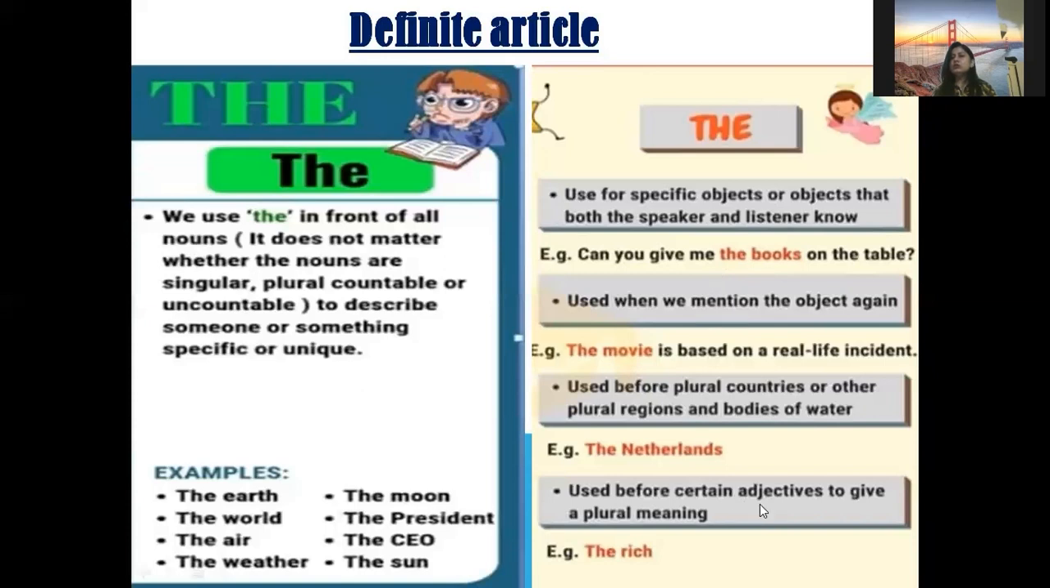It is also used with certain adjectives to give a plural meaning, like the rich. Now here I am not talking about a rich person. The rich means I am talking about the whole rich community of people. The whole community I am talking about. So we will use the article the. It is not a rich person. It is the community of rich people. So it will take the article the. So I hope it is clear where to use definite or indefinite articles.